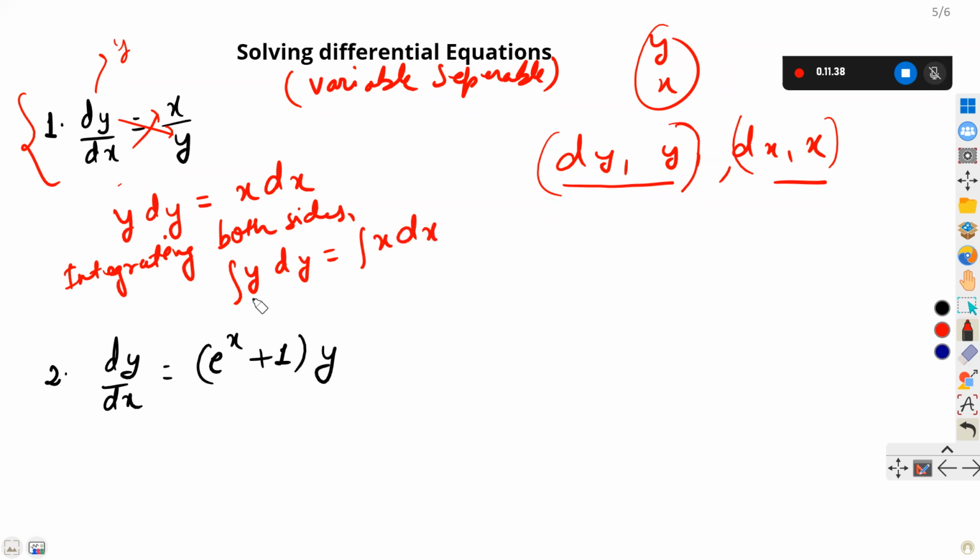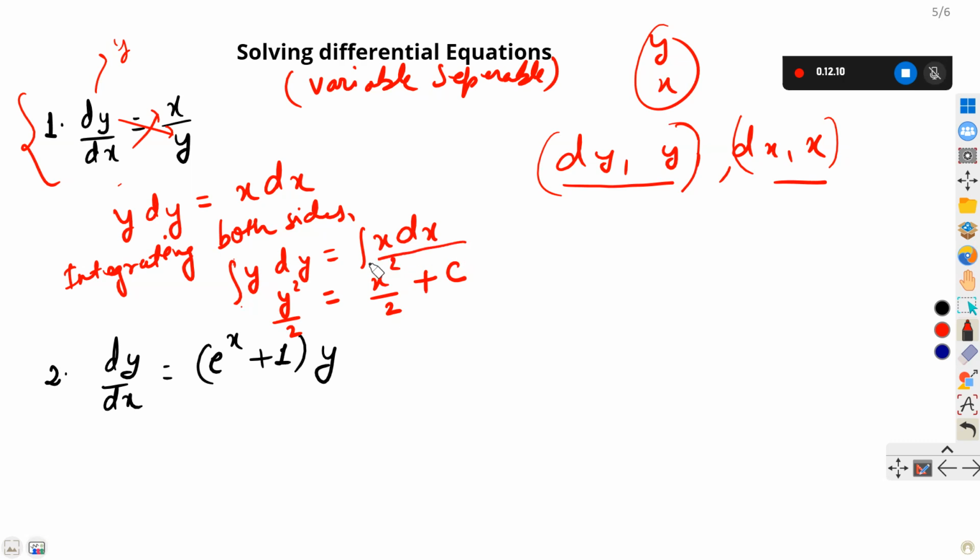Now what will be the integration of y dy? Can you tell me? It will be y squared divided by 2. Yes, it's y square by 2 equals. Similarly, we can integrate x dx, which will give x square by 2. Since it is an indefinite integral, which means we don't know the limits of the integral, we're going to add an integration constant c.